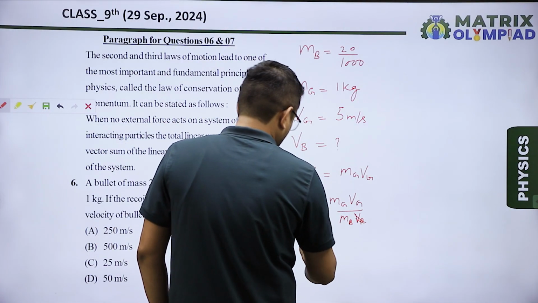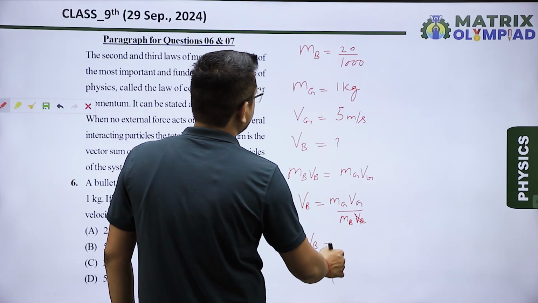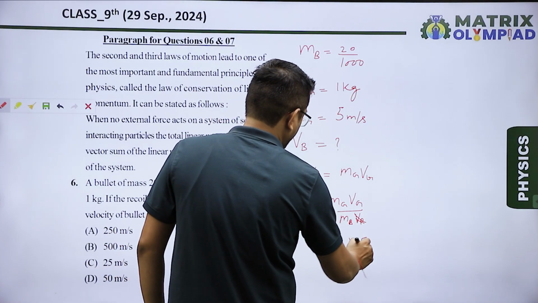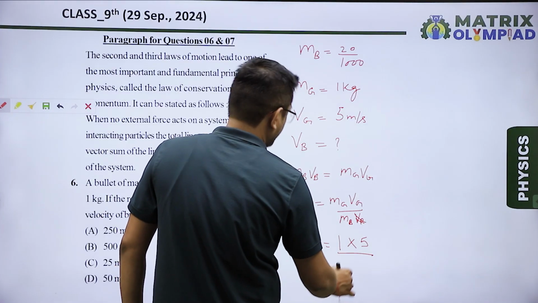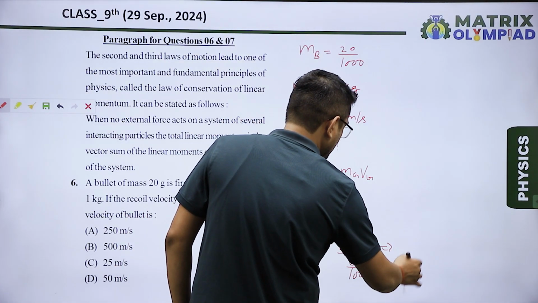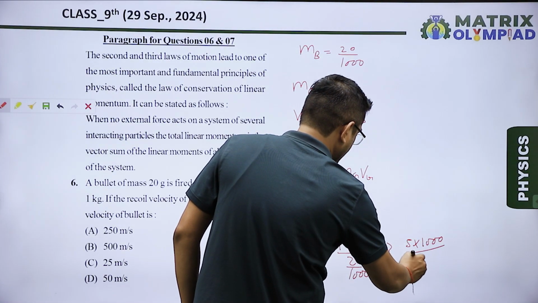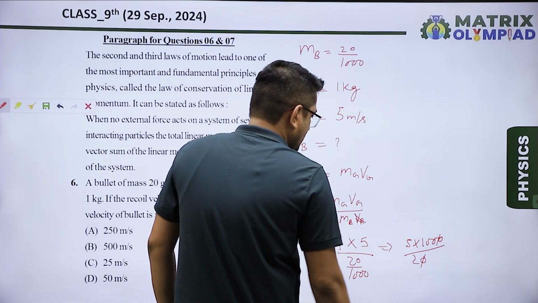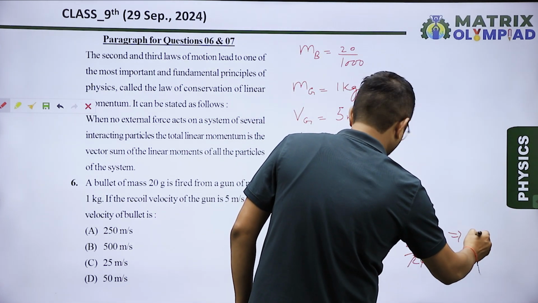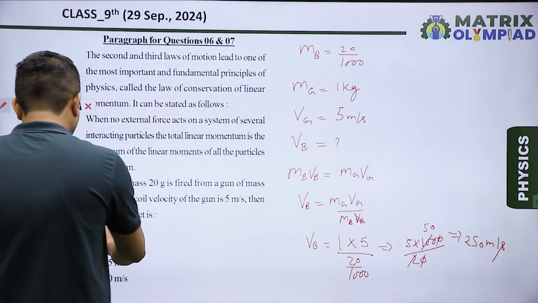So Vb is equal to, what is the value of mg? The value of mg is given as 1, multiplied by the value of Vg, which is given as 5. The value of mb is 20 divided by 1000, which is equal to 5 multiplied by 1000 divided by 20. Okay. So in that case, it becomes equal to 250 meter per second. So our correct answer is option A.